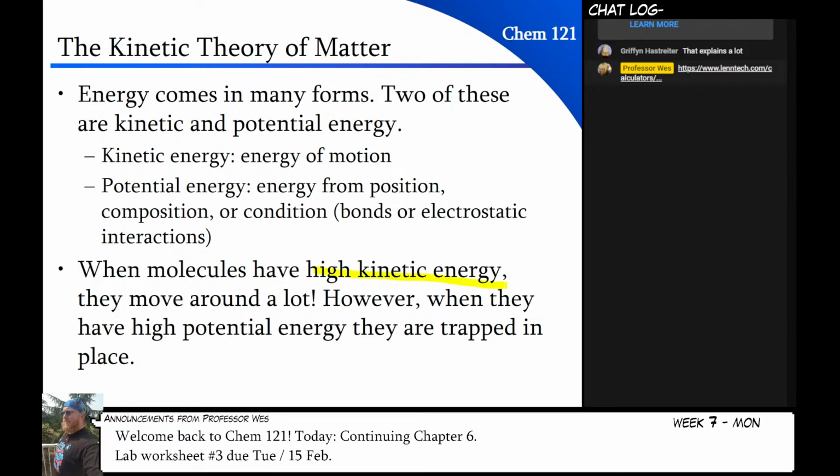So high kinetic energy is lots of motion, whereas high potential energy means stationary. So our logic makes sense. Something has high potential energy as long as it stays there in that position. And so what we're going to do is define the phases of matter based on potential and kinetic energy.